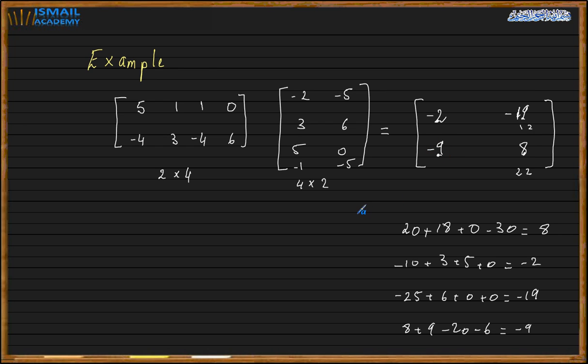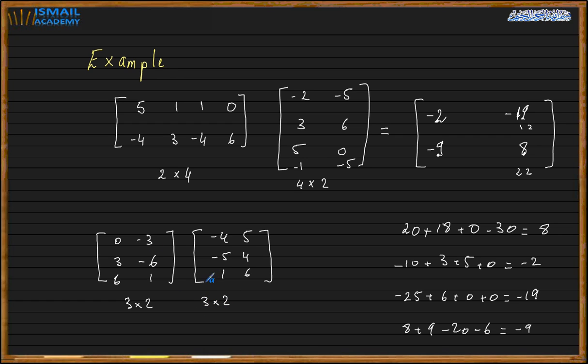So this is how we multiply. Let me give you another example. For example, I want to multiply 0, minus 3, 3, minus 6, 6, 1, times minus 4, 5, minus 5, 4, 1, and 6. So this is 3 by 2. This is 3 by 2.